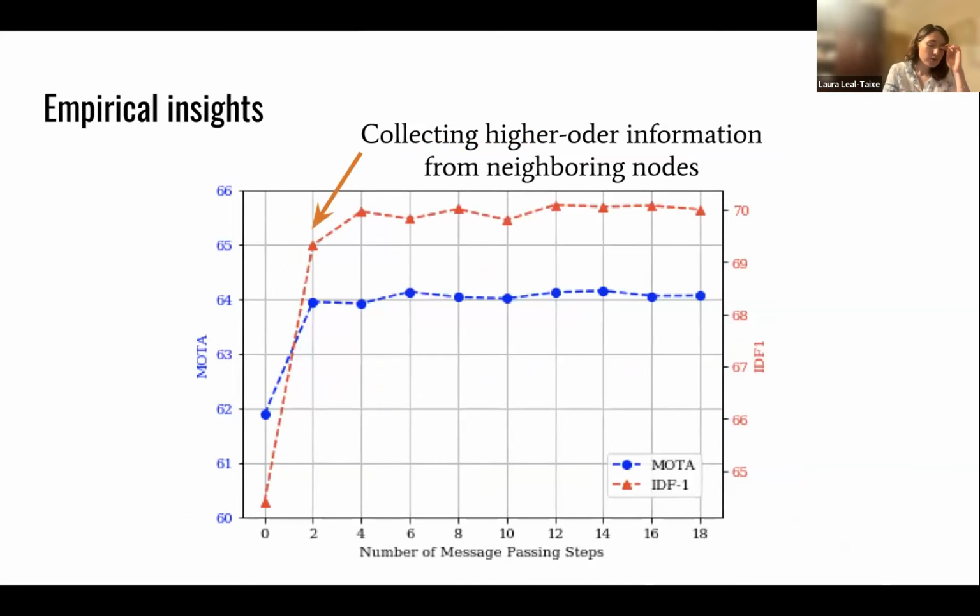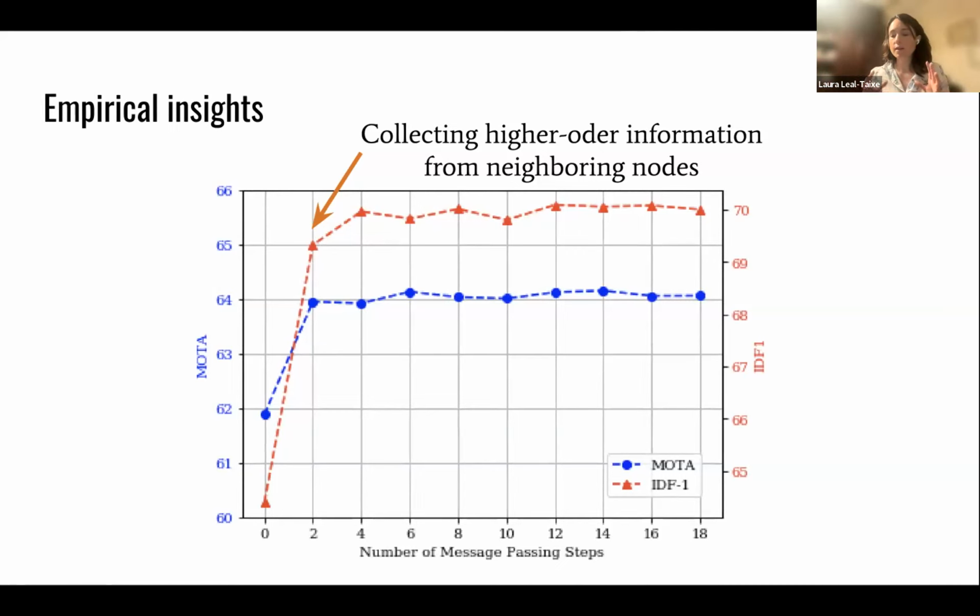Now, I'm only going to show this one result because I really like this. It really shows the power of message passing for tracking. So in the x-axis, we have plotted the number of message passing steps. And in the y-axis, we have plotted two accuracies. On the left, MOTA, and on the right, IDF1. These are two metrics that we commonly use in tracking. And we see here the jump in performance that we have when we go from 0 message passing steps to 2. So this is only an update step from nodes to edges and from edges to nodes.